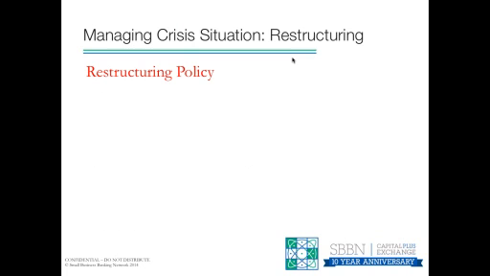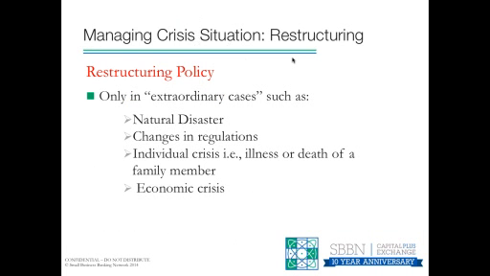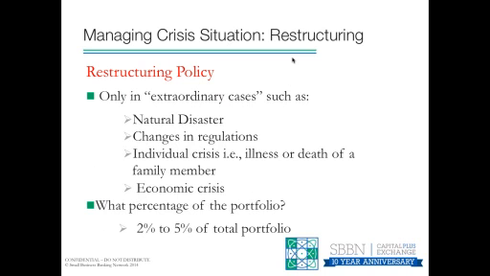Now, some tips on what are the elements in your restructuring policy. First, you have to clearly state that restructuring is only allowed in very extraordinary cases, like when there's a natural disaster, changes in regulations, individual crisis like illness or death of a family member, and if there is economic downturn. Without this, restructuring can be abused. And many of us would ask, what percentage of the portfolio may be restructured? The best practice is to limit restructuring to between 2 to 5% of total portfolio.